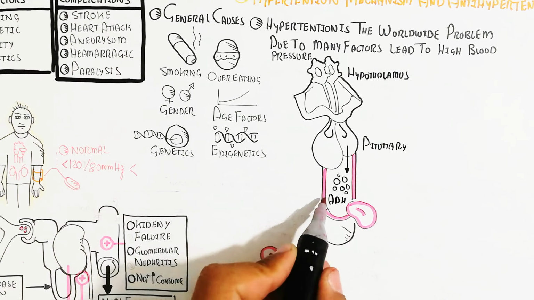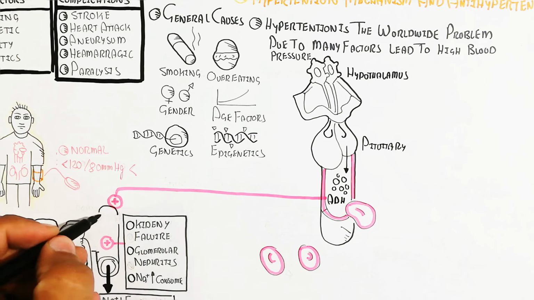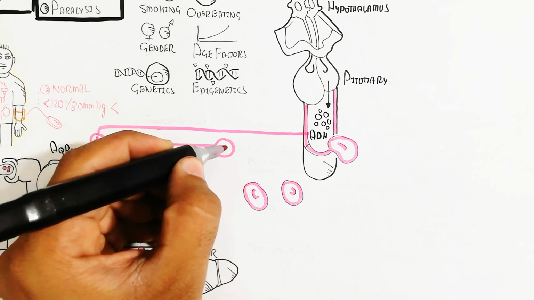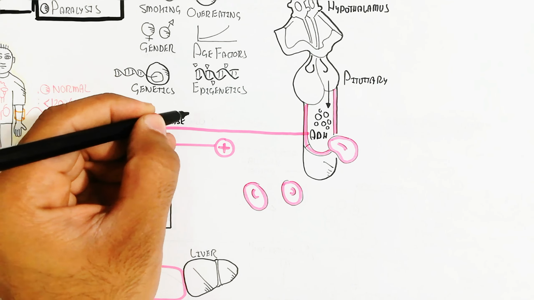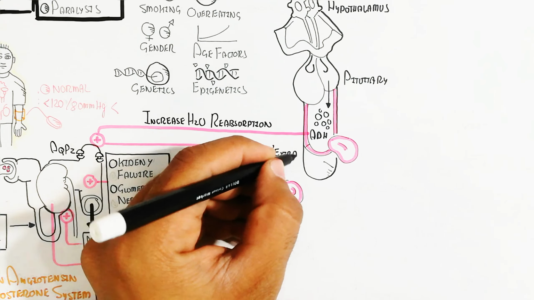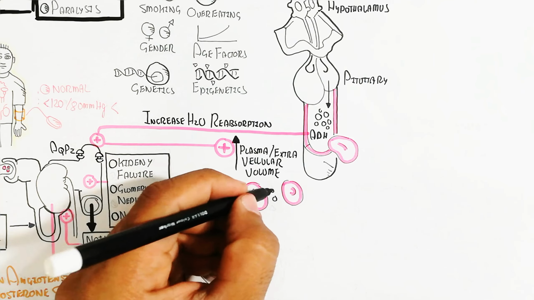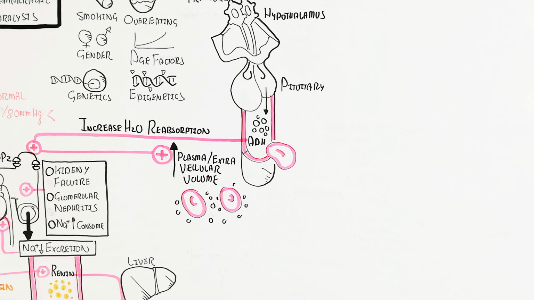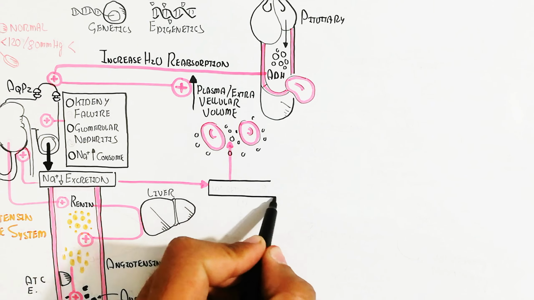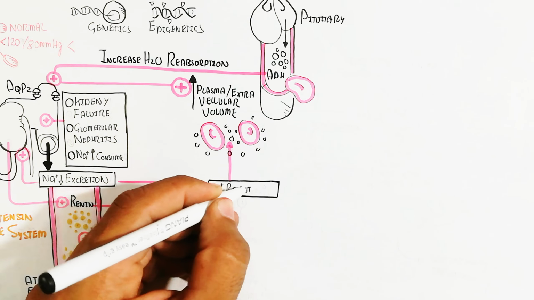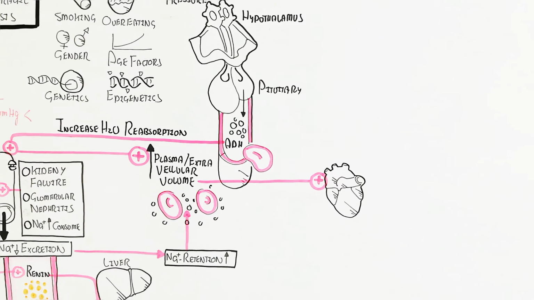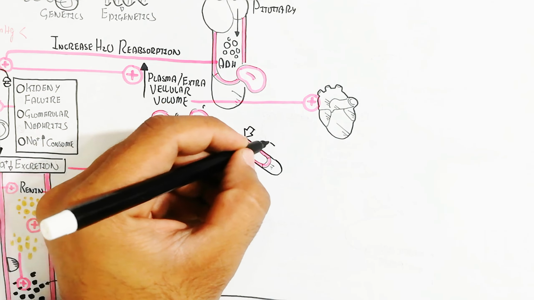The hypothalamus releases antidiuretic hormone, which targets the nephron. Aquaporin 2 channel creation will lead to more water absorption. This increases water reabsorption, and the plasma and extracellular volume will increase. In this way sodium excretion decreases as sodium retention increases, which leads to hypertension.